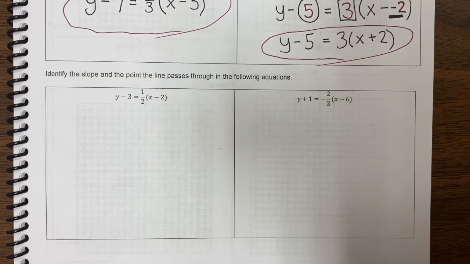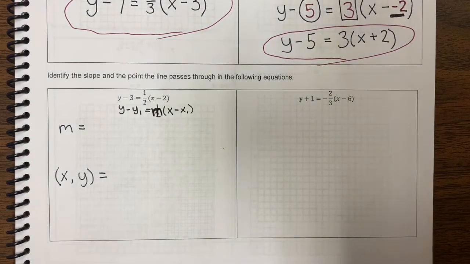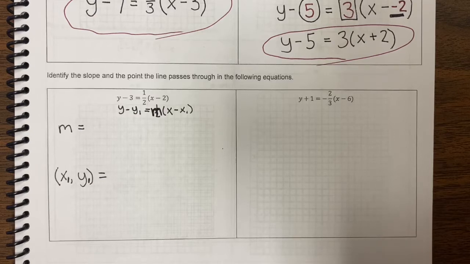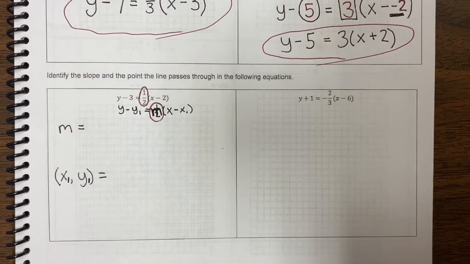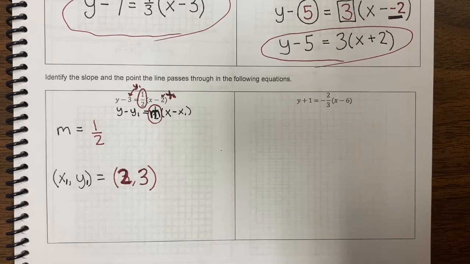Now we're going to work backwards. We're going to identify the slope and the point that our line passes through. And we can find all that information just by looking at the equations. So we're looking for slope, our m, and our coordinate. Remember the formula. Y minus y1 equals m, notice I messed up a little bit, times x minus x1. So our m, our slope, is going to be 1/2. And our initial point is going to be x1, y1, which is 2, 3.